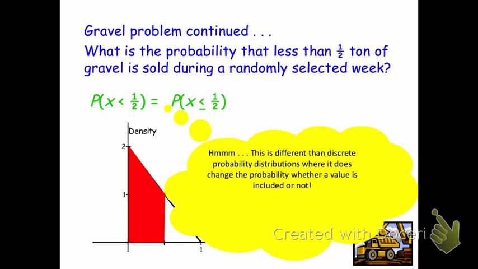So in this unit, or in continuous functions, less than and less than or equal to, or greater than or equal to, are the same. You're going to end up getting the same answer. So with continuous, whether 1/2 is included or not does not matter, because if it equals 1/2, remember that probability is 0. This is different than discrete, where it does change the probability if it's included or not. In continuous, it doesn't change the probability.